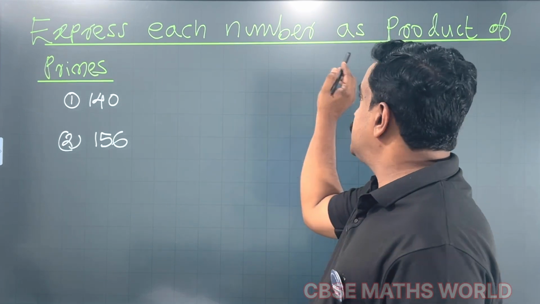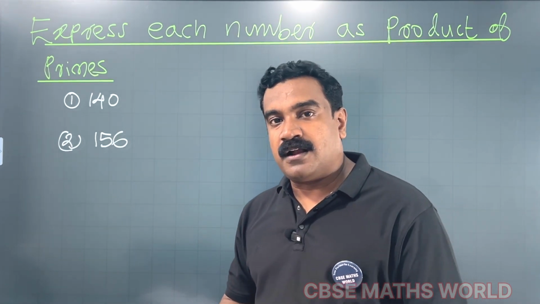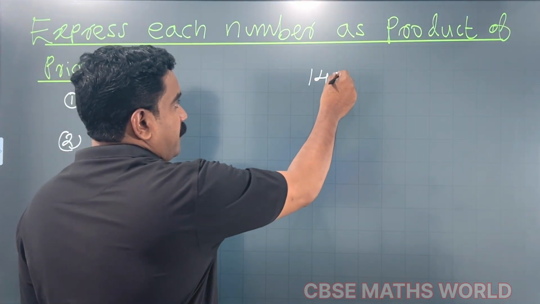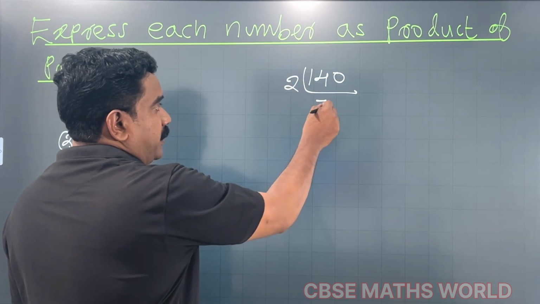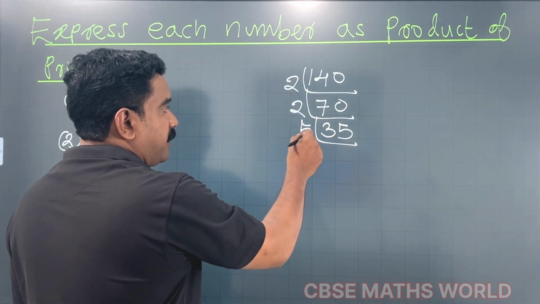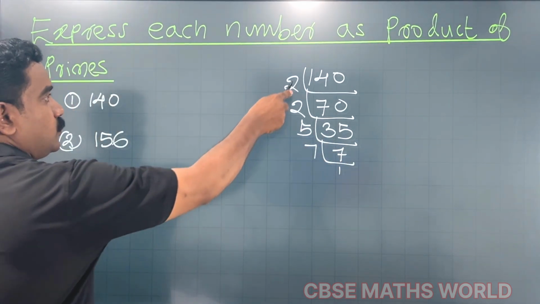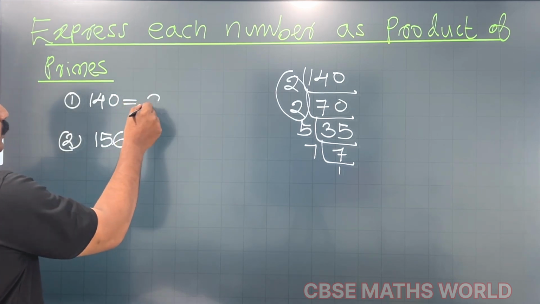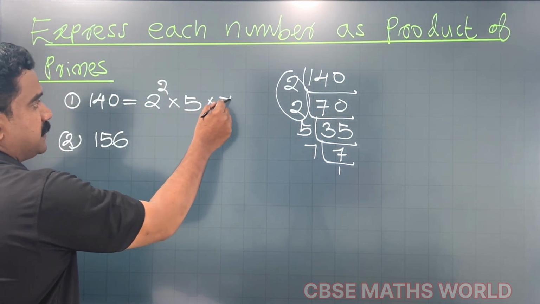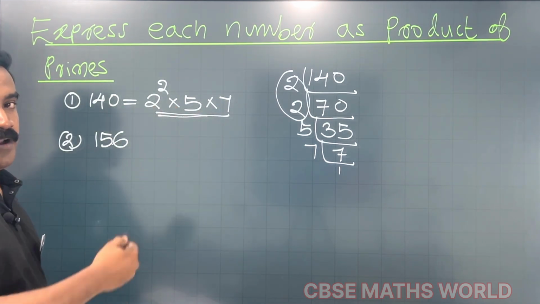The question is: express each number as the product of primes. The first question is 140. The second question is 156. The first number is 140. So how can you write 140? Prime factorize. With 2, how many times? 70. Then with 2, 35. In 35 with which number? 5. 5 sevens are 35. Then 7, only one time. So how many 2's are here? 2, 2. So you can write 2 raised to 2 into, then only one 5, that is 5, only one 7, that is 7. So 140 we express as 2 square into 5 into 7.